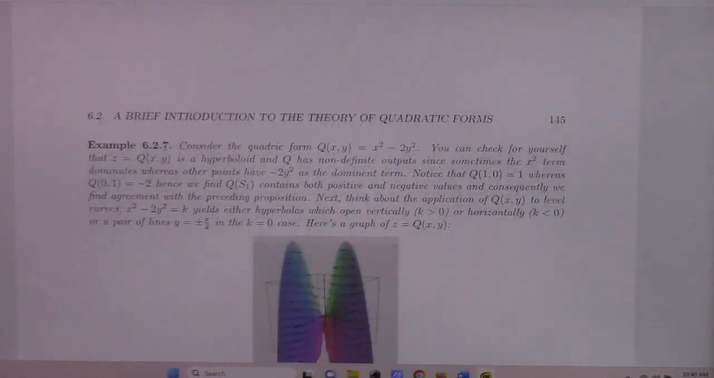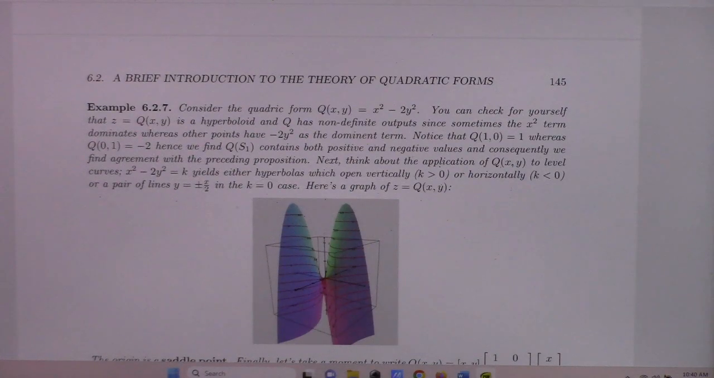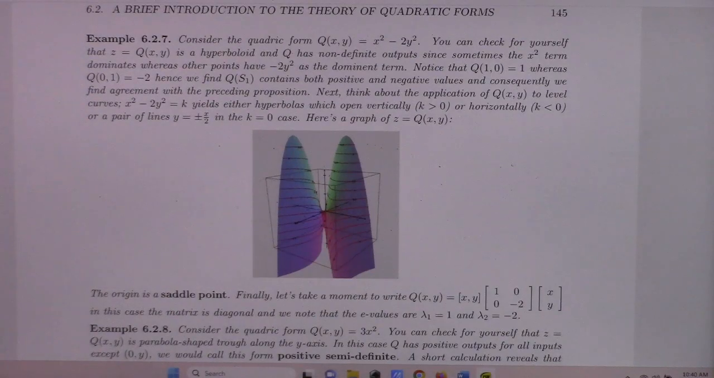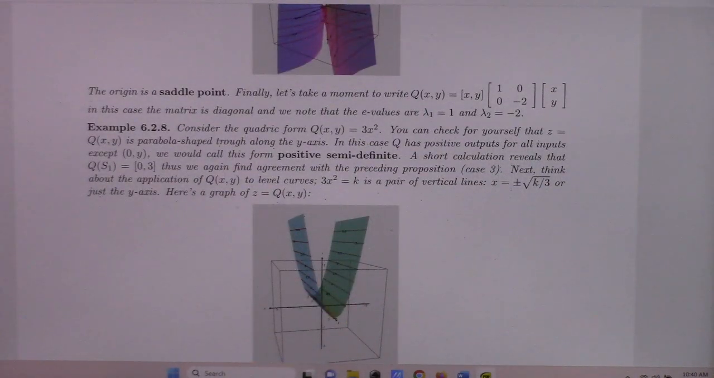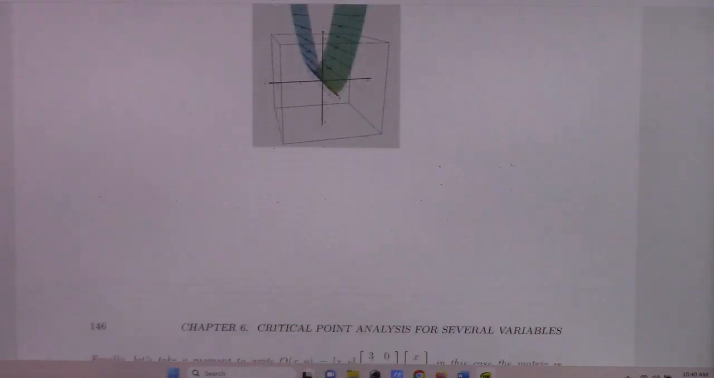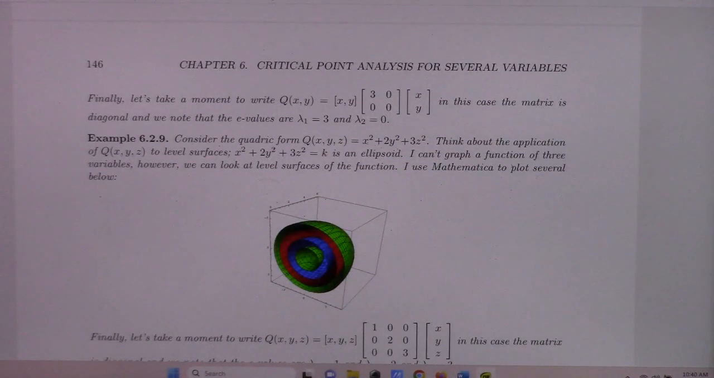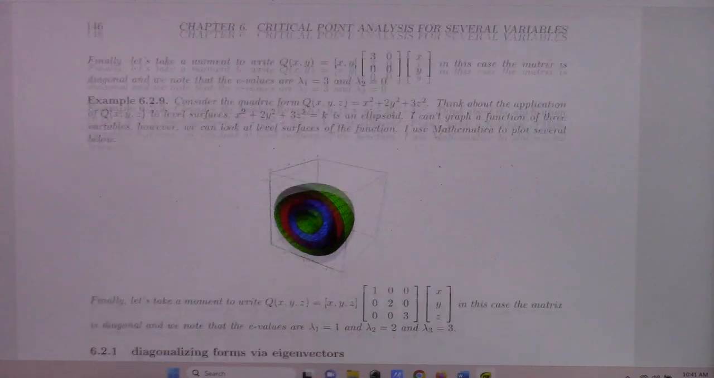These are dumb examples. Here is x squared minus 2y squared. That's what the graph z equals that looks like. It's a hyperboloid. Go up one way, you go down another. It's a saddle point. I don't know anybody who would want to ride that saddle, but whatever. This is q of x equals 3x squared. That's a parabolic trough. Here is q of xyz equal to x squared plus 2y squared plus 3z squared. As you can see, I've drawn some level surfaces of the ellipsoid, so you can envision that. It's a family of ellipsoids.